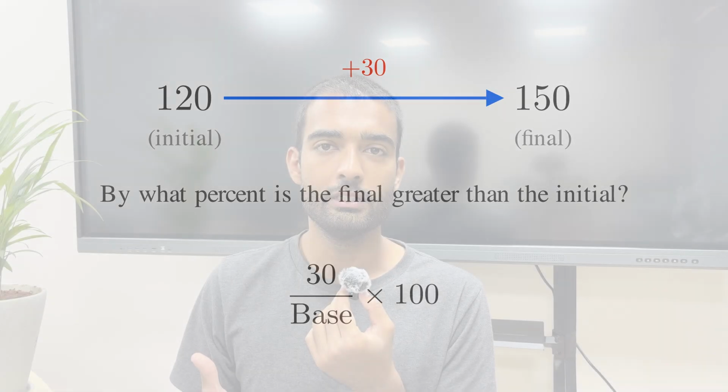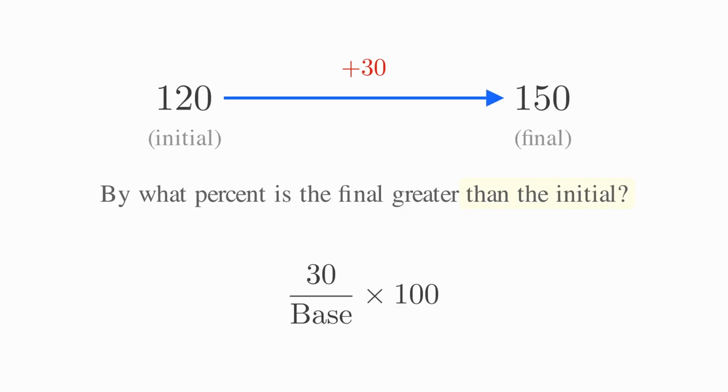Now I'm going to point you to a very specific thing in the question that you will find very often. Whatever comes after "than" is going to be considered as the base. So here, greater than the initial, so initial value is 120 and we will consider 120 as the base. And thus we get 1 by 4, which is nothing but 25%.